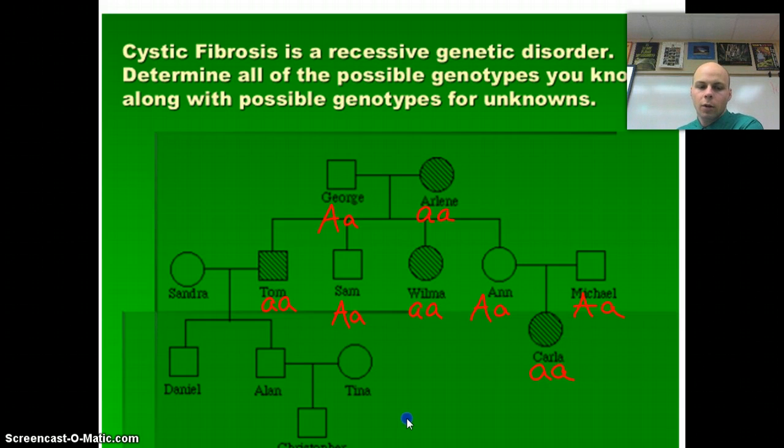The only other two individuals that we can determine are Daniel and Alan. Since Tom passed on a recessive allele, we know they have to be heterozygous, and I'll fill in the rest. And so the remaining three, Sandra, Tina, and Christopher, all will be unknowns because we don't know for sure if they are heterozygous or if they are holding on to two dominant alleles.